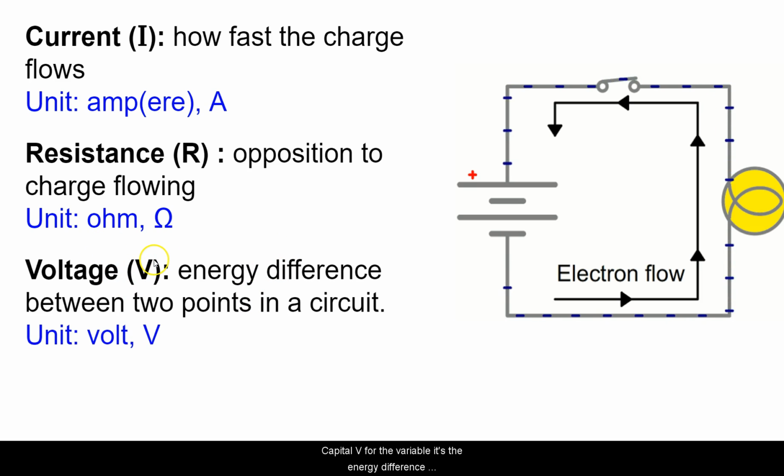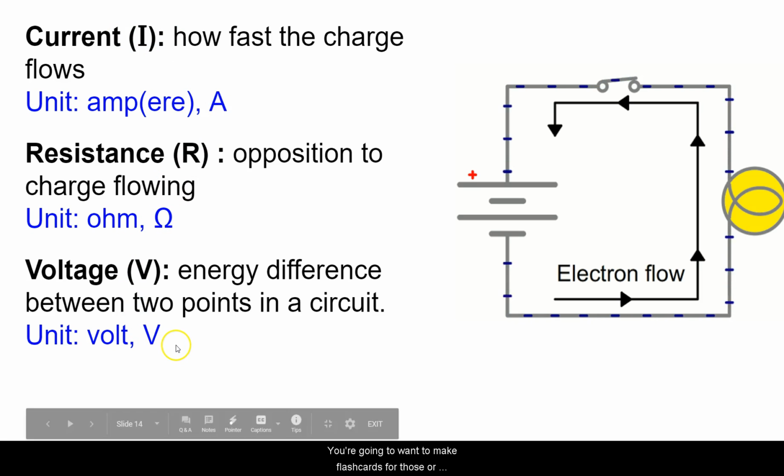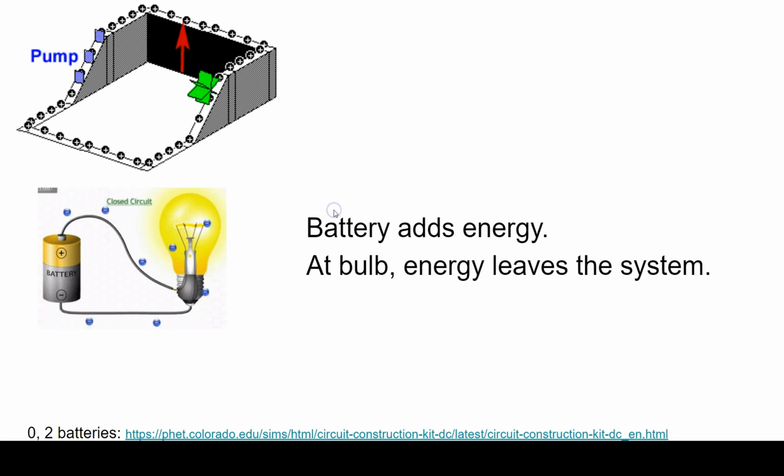Voltage, capital V for the variable, is the energy difference between two points in a circuit. The units for voltage, again confusingly, is a volt or a capital V. So you're going to want to make flashcards for those to try to keep all those straight because it can get confusing.